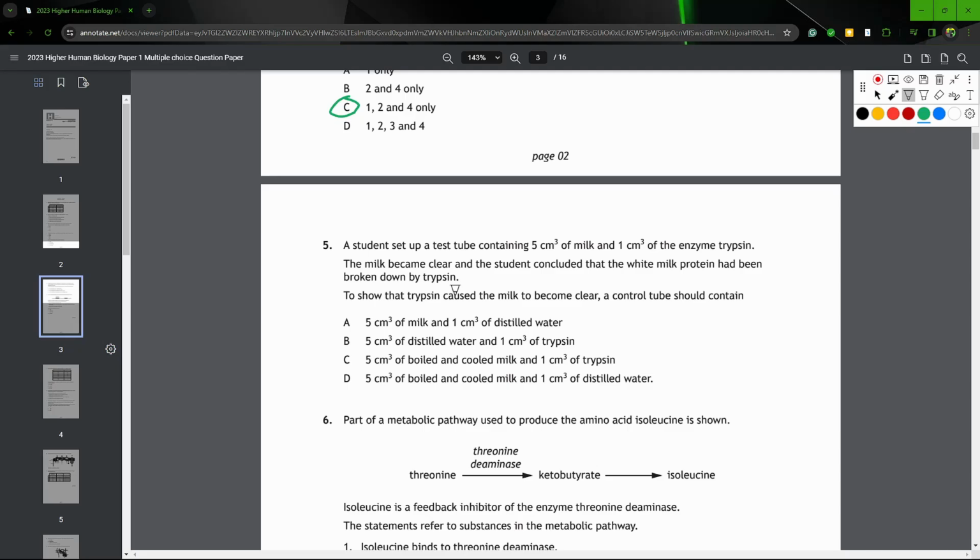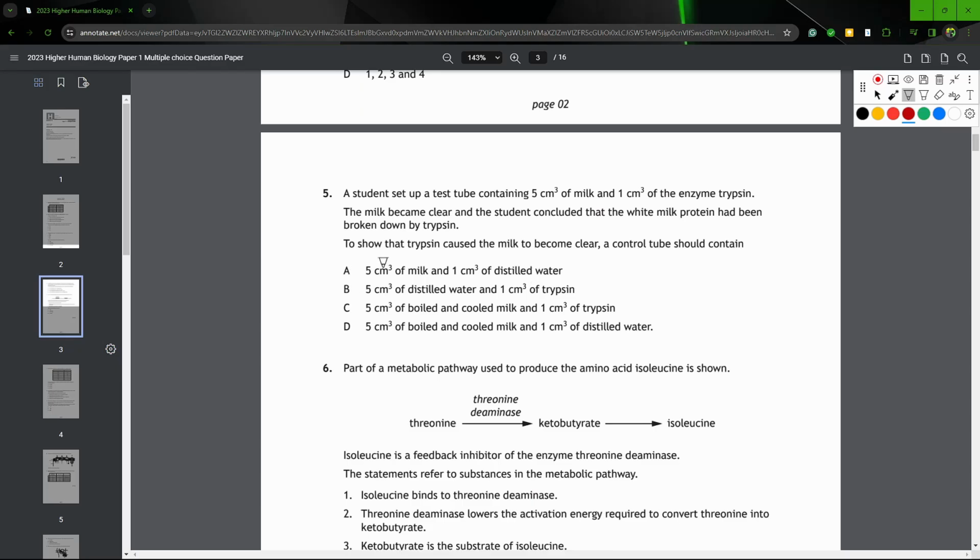Well, this is an experimental question, but basically what you want is to find an appropriate comparison. So I guess we can just do this by process of elimination. 5 centimeters cubed of milk, and that's looking pretty good. I'm not going to say definitely, but that looks decent for me right now because it's the same volume as the original, but it doesn't have the active enzyme, because that's what we want to show. 5 centimeters cubed of water and the trypsin? That's not what we want to show. We want to show that the protein is broken down by trypsin. That's not going to show us anything.